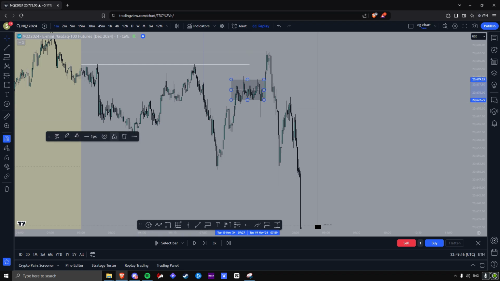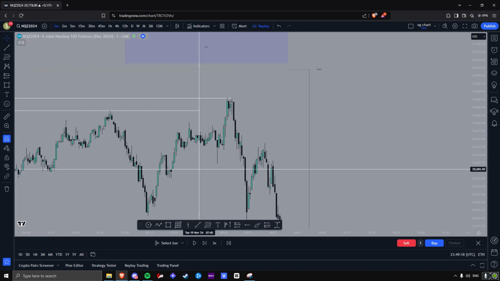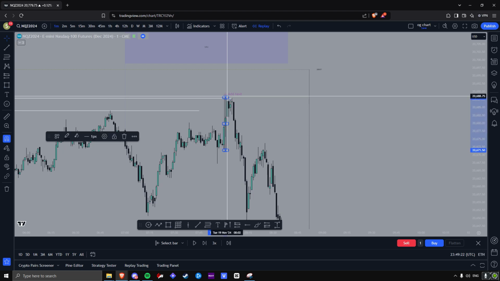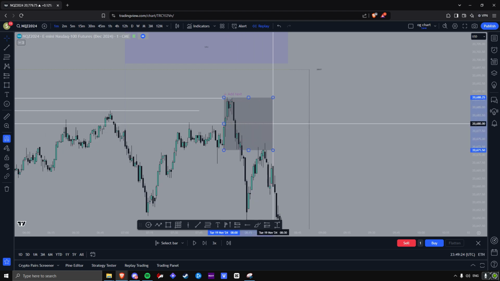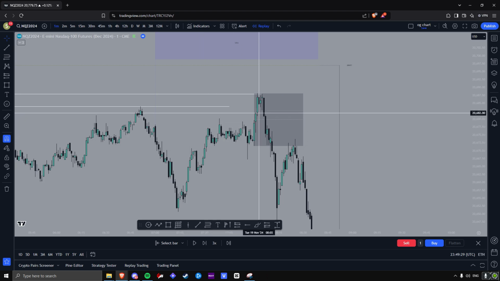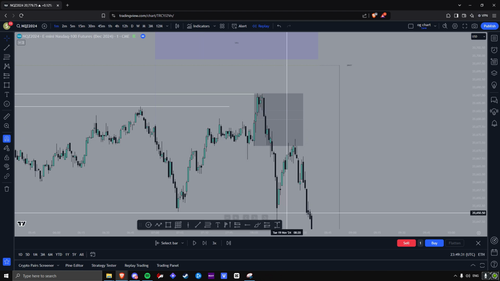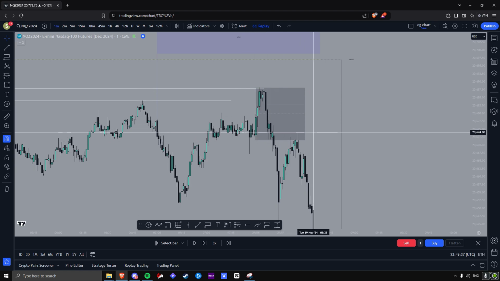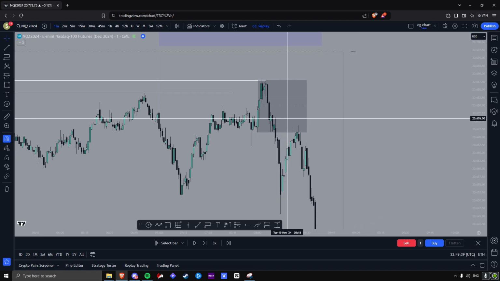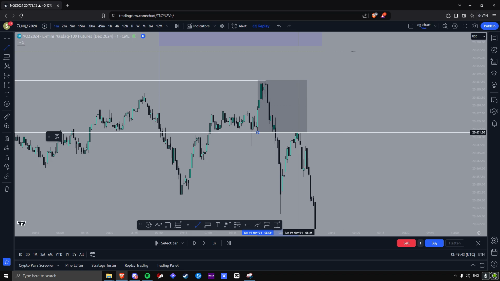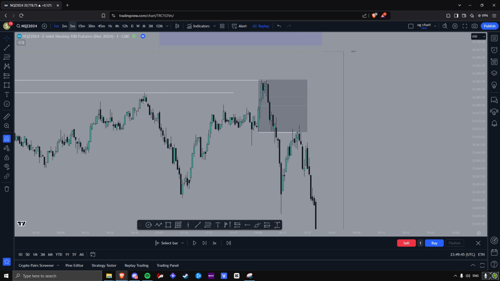The place that the change in state of delivery comes into is an order block. In this scenario would be all of these candles right here. So that is typically what an order block is. An order block is all of the green candles before the down move. Because we have 1, 2, 3 green candles in a row all the way up here, we can see that these are footprints of institutions. And for the change in state of delivery entry, you want to enter at the bottom of that order block.